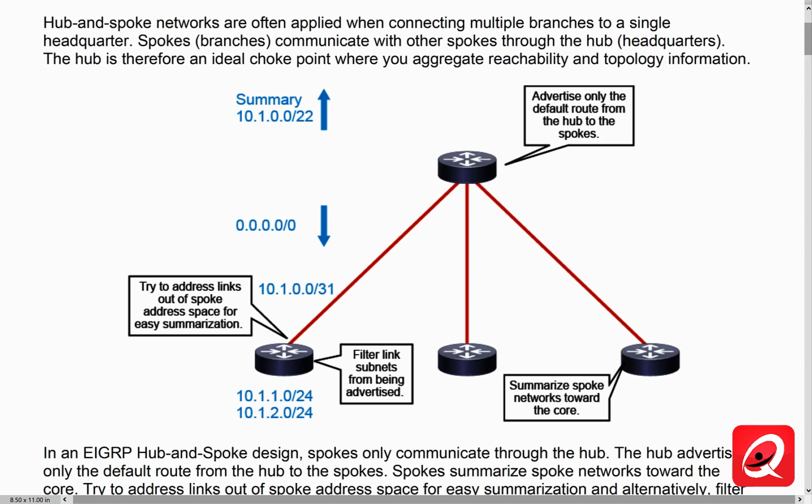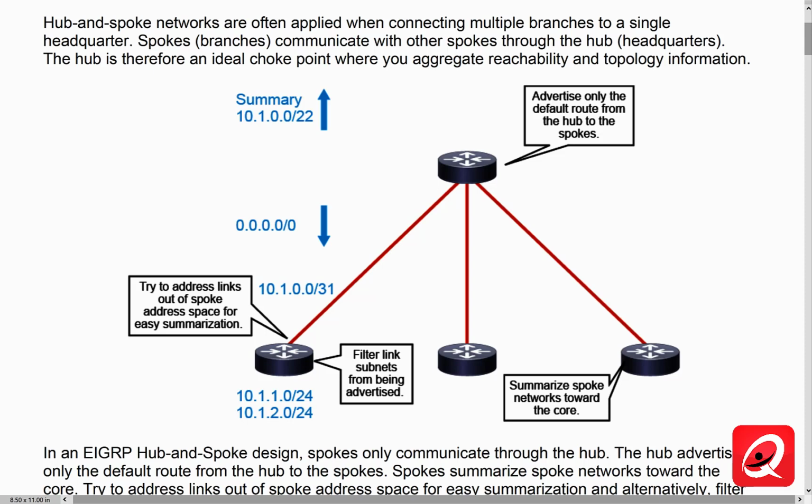The hub is only going to advertise a default route from the hub to the spokes. The spokes don't really need anything else, right? The only way that they get anywhere is by going through the hub. So a default route pointing to the hub will be perfect for that. The spoke routers would summarize the spoke networks towards the core, assuming that we have contiguous address blocks.